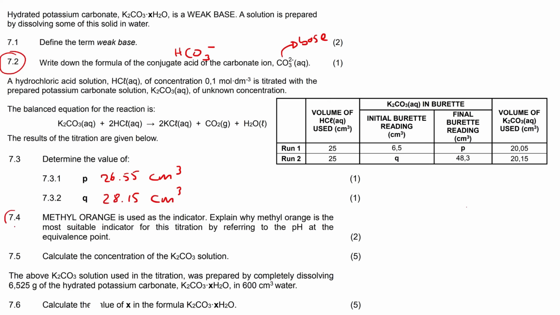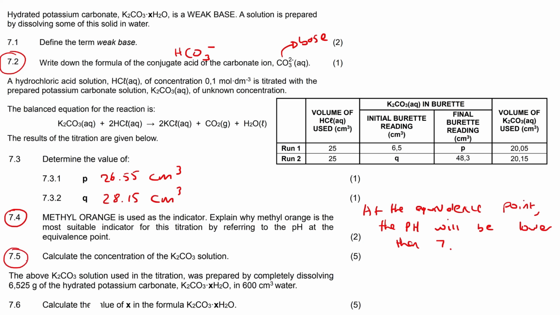Okay, so let's just read this question again. Methyl orange is used. Explain why methyl orange is the most suitable by referring to the pH at the equivalence point. So at the equivalence point, which is the point where the color changes, the pH will be lower than 7. Okay, that's all that you need to say. Now for 5 marks, calculate the concentration of K2CO3 solution.